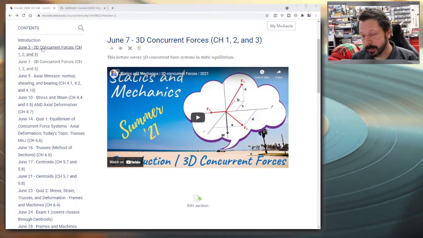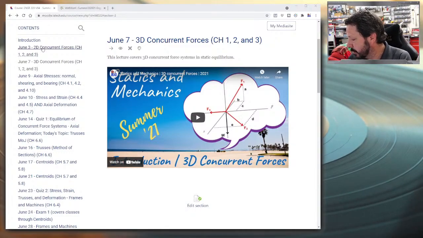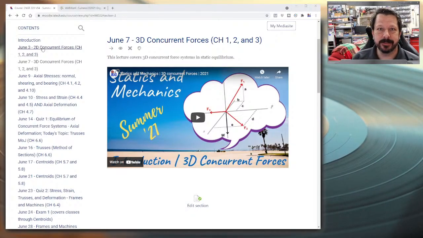Still, they are concurrent, so the forces' lines of action all intersect at a single point. We'll still keep that part of it, but we won't have anything like moments to deal with, because all the lines of action are going to intersect at a single point. So what I thought we'd do is start by reviewing the 2D by working a problem.